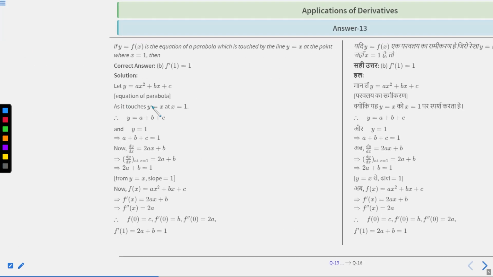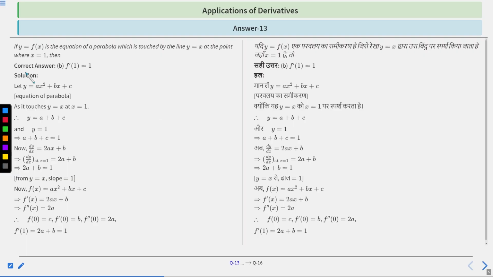Okay, let's move to the solution part. Here y is equal to ax square plus bx plus c, it is the equation of the parabola, right? As it touches y is equal to x at x equal to 1, therefore, when you put x equal to 1, you will get y is equal to a plus b plus c. And if x equal to 1, y will also be equal to 1 because y equal to x. Therefore, a plus b plus c is equal to 1.